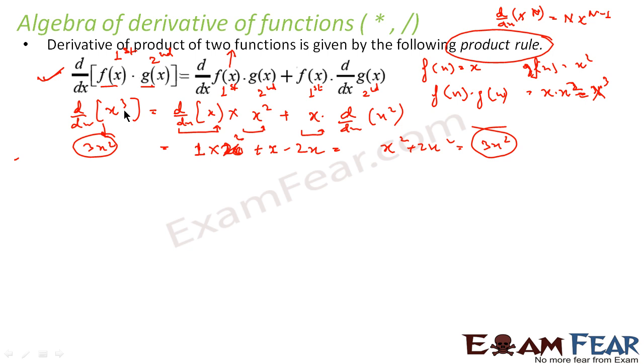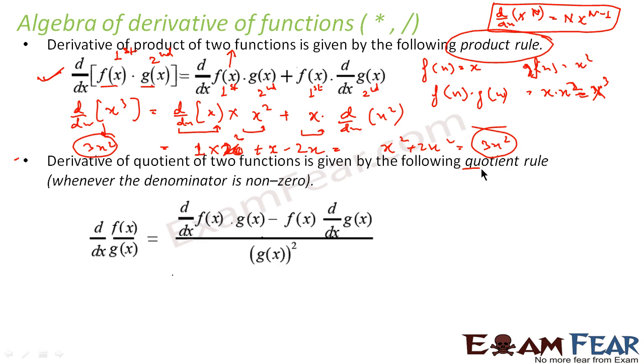So for x cube, n is equal to 3, it becomes 3x square because 3 into x to the power n minus 1, that is, n minus 1 is 2. For x, this becomes 1 because x to the power 1 becomes 1 into x to the power 0, that is 1. x square, we will just write it. d by dx of x square, here n is equal to 2, so 2 into x to the power 2 minus 1, this is 2x. We got it. This is the power rule formula. We'll explain this in the next slides. That's what I've used to explain the product rule.